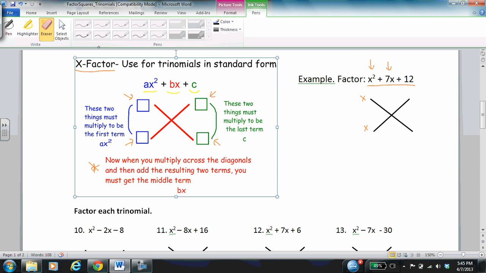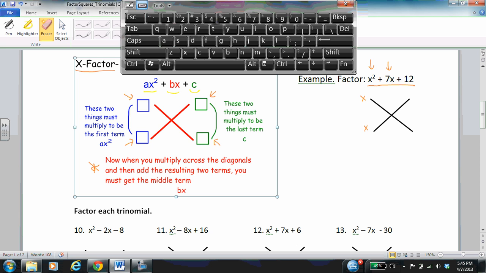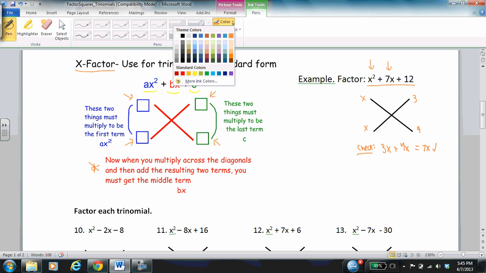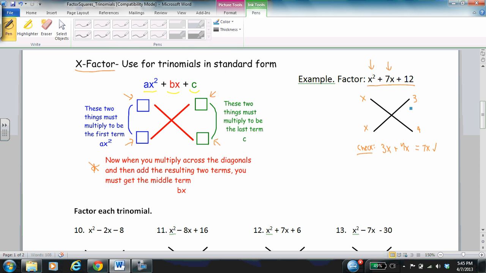What are two other things that multiply to give me 12? 3 and 4? Alright, let's try that. So I check to see if the diagonals work out. 3 times x is 3x, multiplying across the one diagonal, and x times 4 is 4x, multiplying across the other diagonal. So yes, that does work. So we're done, right? Cool. No, remember I said it's just a graphic organizer, so you have to go back and use the graphic organizer to tell you how to factor.